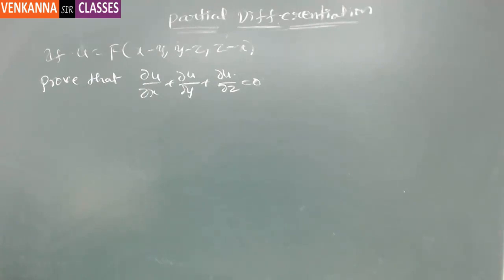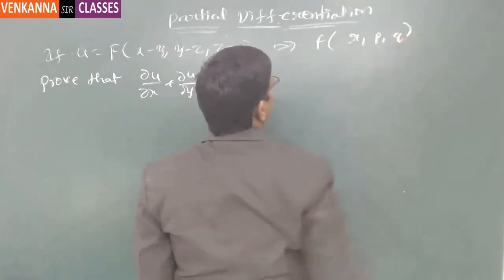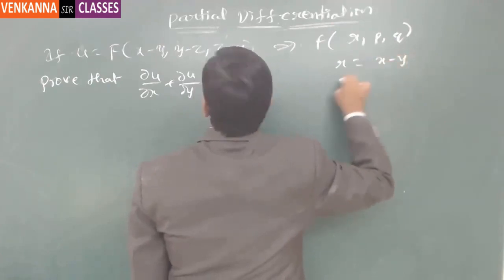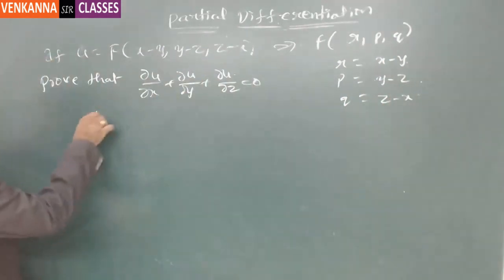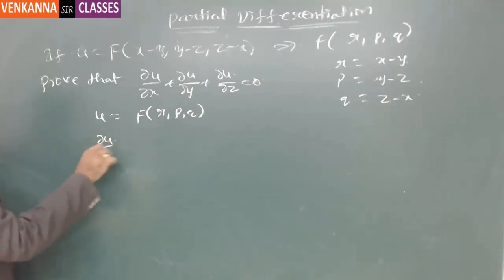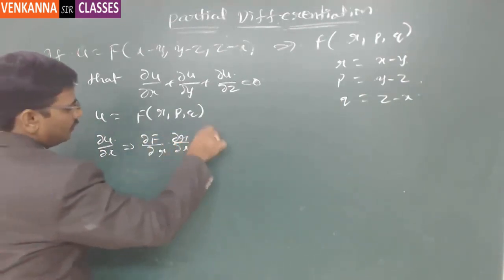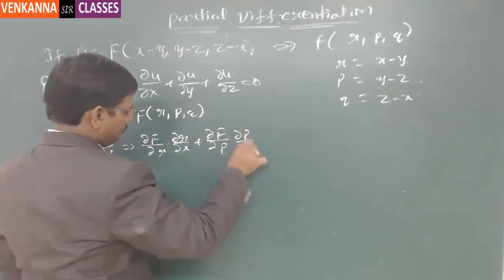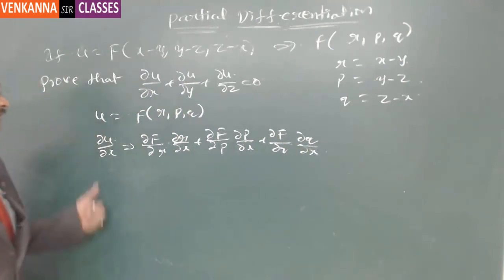So you can take x minus y as r and y minus z as p and z minus x as q. So you are bringing in new variables here. So f can be written as f of r, p, q. So here r is equal to x minus y, p is equal to y minus z, and q is equal to z minus x. Now this function u can be treated as f of r, p, q. So if you want to find ∂u/∂x, it is nothing but ∂f/∂r into ∂r/∂x, plus ∂f/∂p into ∂p/∂x, plus ∂f/∂q into ∂q/∂x. So this is how you have to identify the ∂u/∂x value.